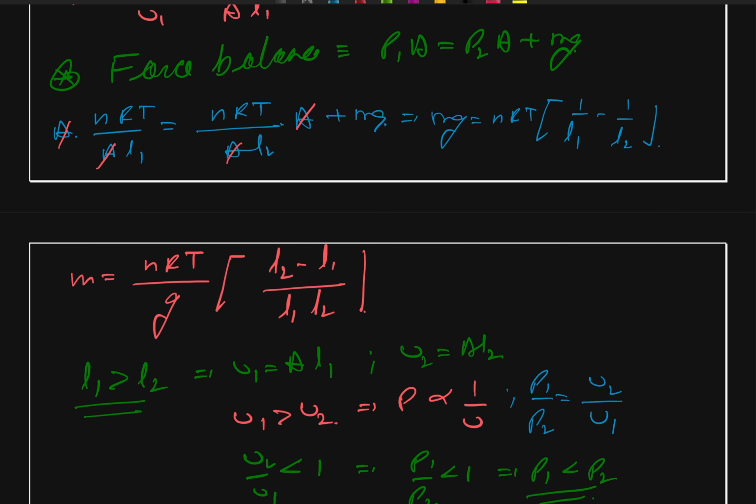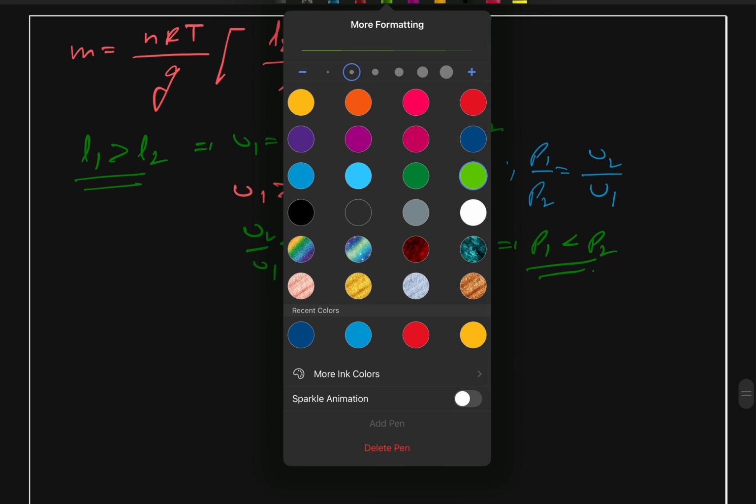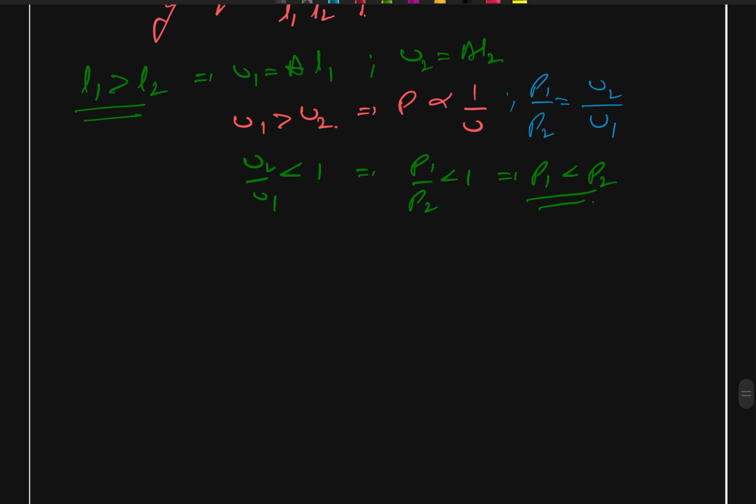Therefore, P2 is greater than P1. Let me write it here. P2 is greater than P1. And so we need to change the sign, and therefore we can also say that our F2 upon area is greater than F1 upon area, giving us F2 is greater than our F1.